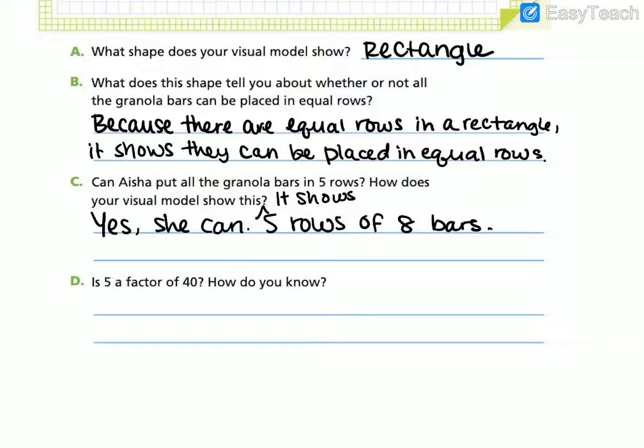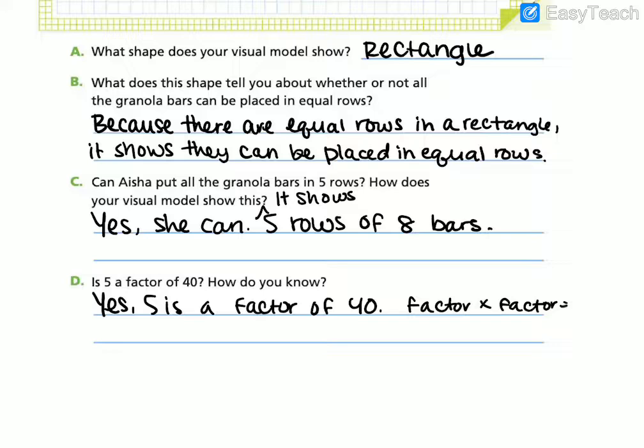And then letter D asks us, is 5 a factor of 40, and how do we know? So yes, 5 is a factor of 40. A factor times a factor will equal the product. So what is our factor pair here? 5 and 8 are a factor pair for 40.